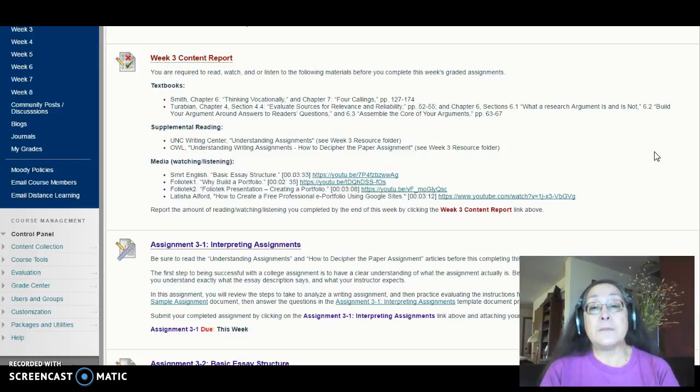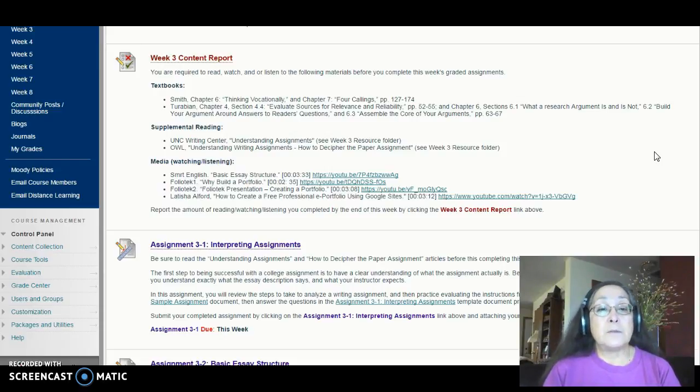And then finally, assembling the core of your argument. So how do you pull it all together? Looking at your research, pulling it all together so that it makes sense, it's logical, and then you can defend it. You can defend it not only with your thought process, but also with the process of incorporating the materials that you're learning or that you want to bring to the attention of the reader.